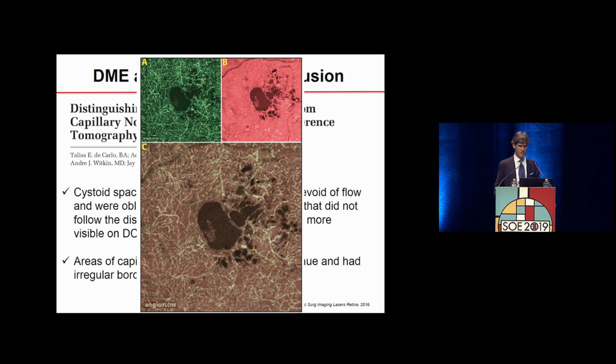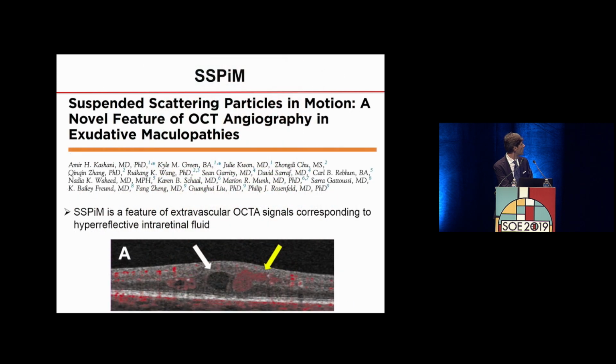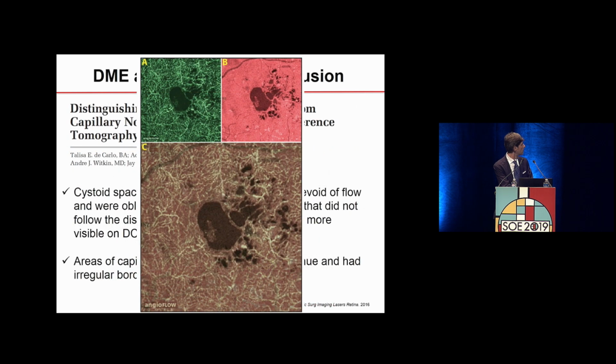And this is the figure that may summarize the results. These are cystic spaces that can be detected on OCT-A. And these grayish areas were defined by the authors as areas of non-perfusion. So it seems that if we just look at OCT-A, we can distinguish between edema and non-perfusion.